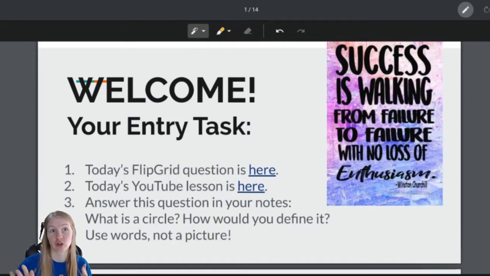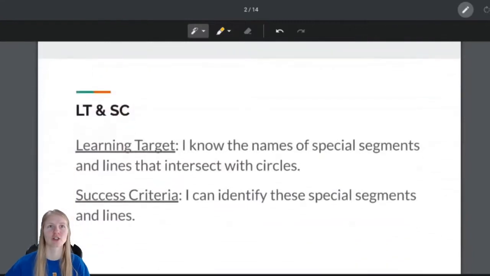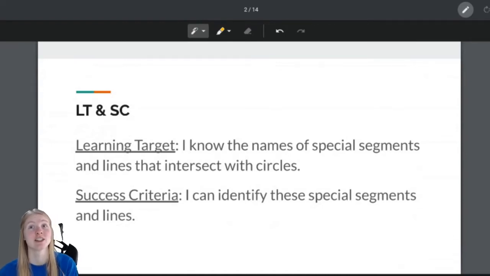I'll tell you the official definition of a circle later in these notes, but for now I want you to think about it. Okay, what we have for today: our learning target and success criteria. The learning target says that you know the names of special segments and lines that intersect with circles. And the success criteria is that I can identify these special segments and lines.